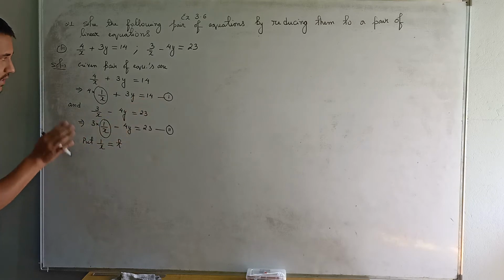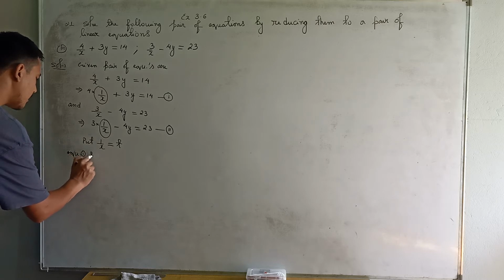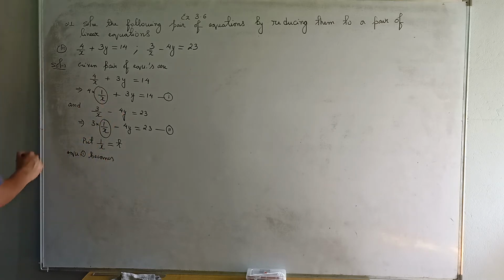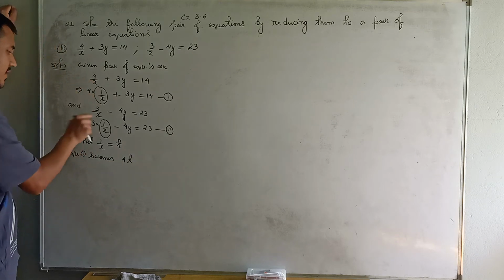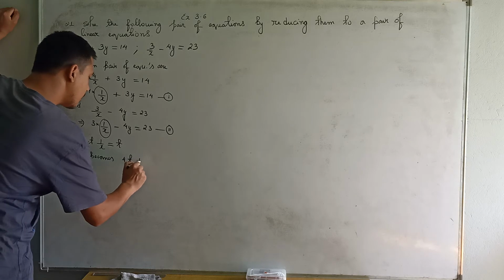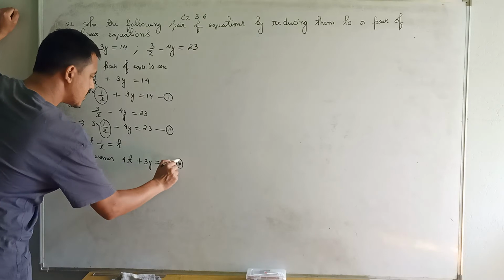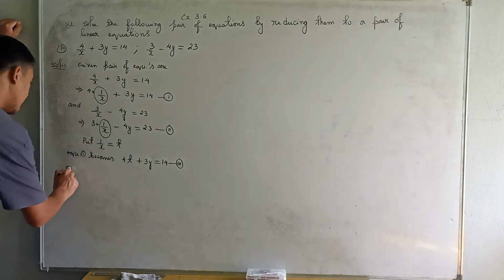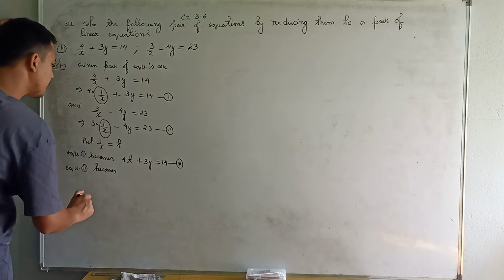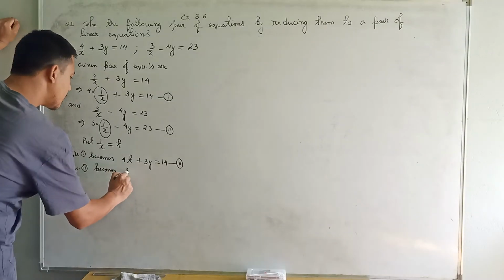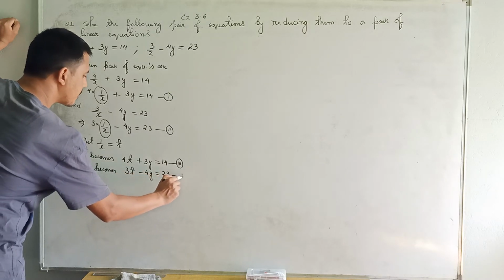Why do as it is? Because it's linear, right? Then your equation 1 becomes, what does your equation 1 become? 4t, yes, 4t, because 1 by x is t, so 4t plus 3y is 14. So this is a new equation. And then your equation 2 becomes, 3t minus 4y is equal to 23.